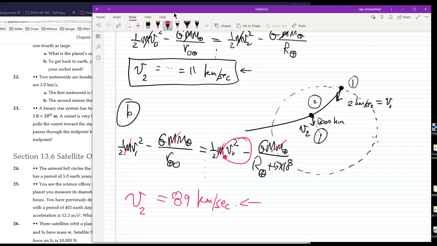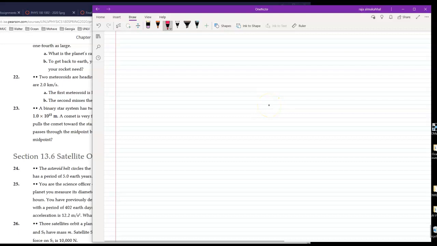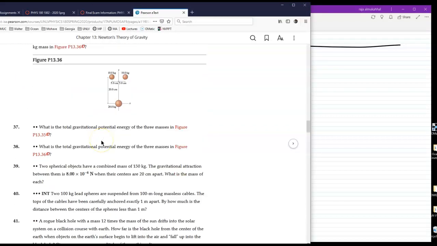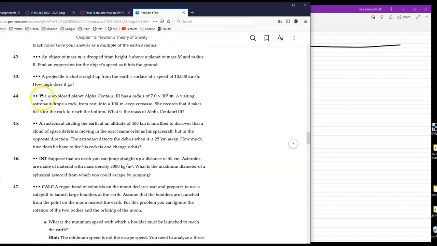Number 44, I think I said 45, didn't I? Okay. So here we have number 44. Oh, back to the book. There we go. It says an unexplored planet, Alpha Centauri 3, has a radius of 7 times 10 to the 6 meters. Okay, so this is the unexplored planet, you know, something like an exoplanet, has a radius of 7 times 10 to the 6 meters, a little bit larger than the Earth. Remember, the Earth is 6.37. So this one a little bit larger.